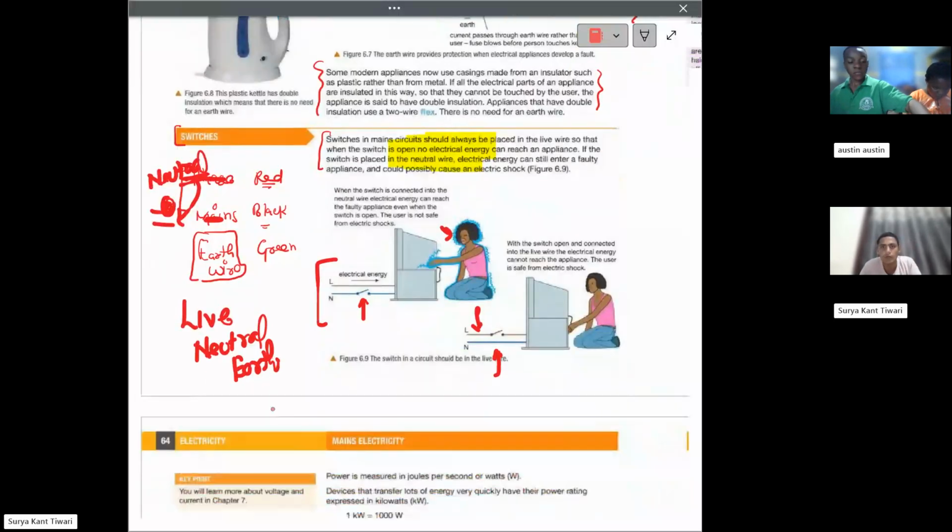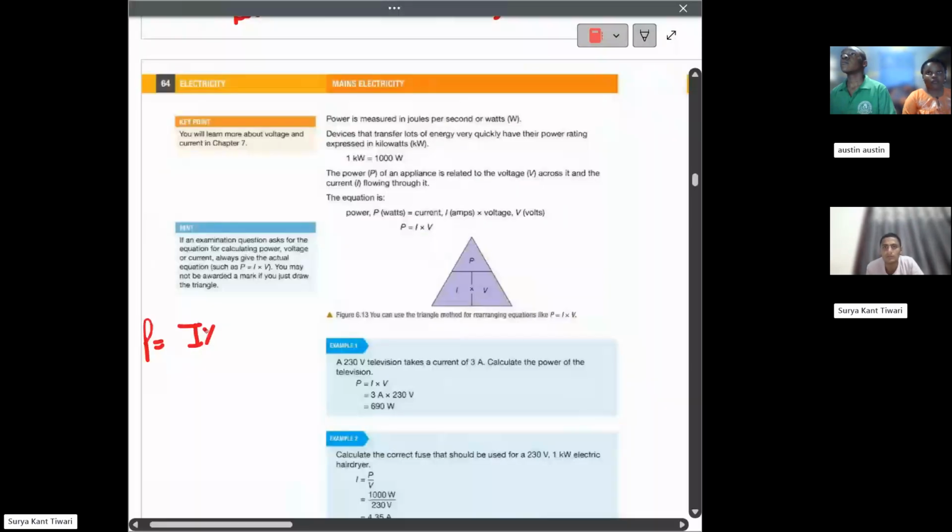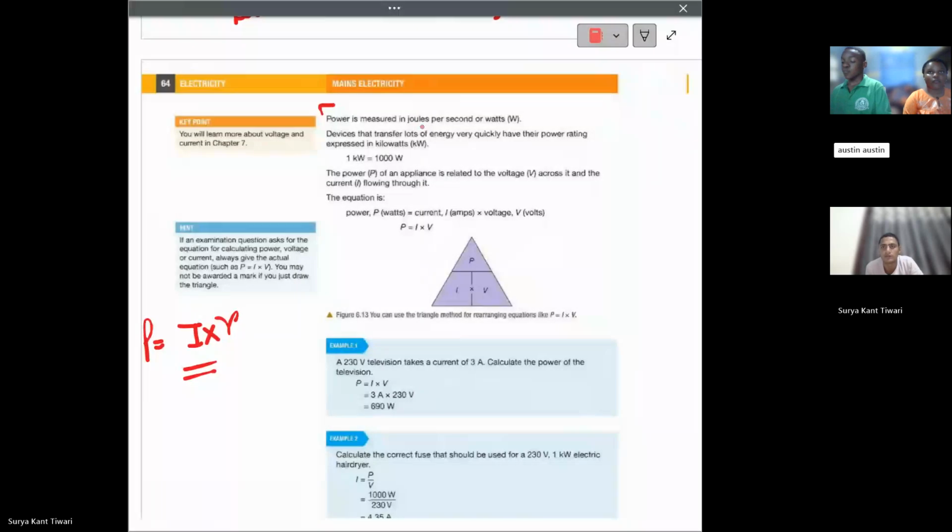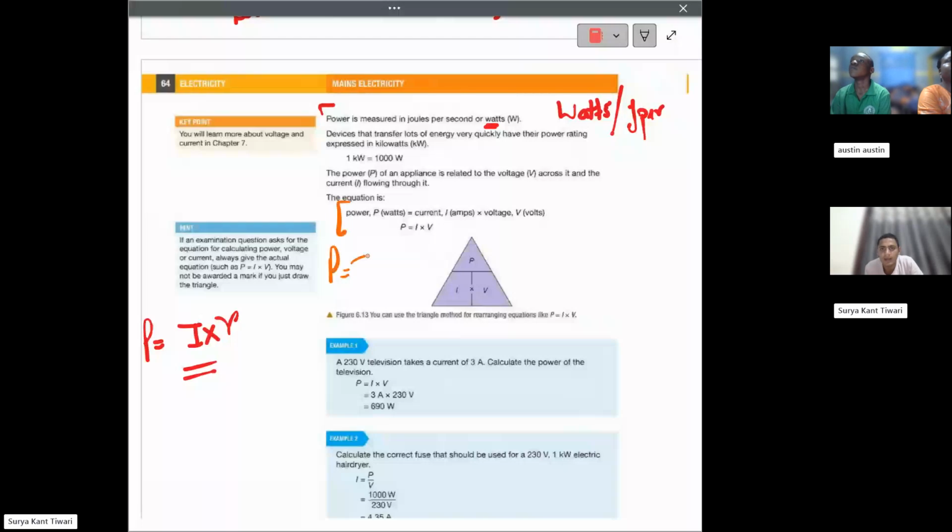And after that, you know what is power? Power is equal to current times the voltage. Can you see this? Power is measured in joules per second or watts. Watts or joule per second is the unit of power. And what is the formula for power? The expression for power is current, that is I amperes, times the voltage. You can remember by this triangle. This is P, this is I.